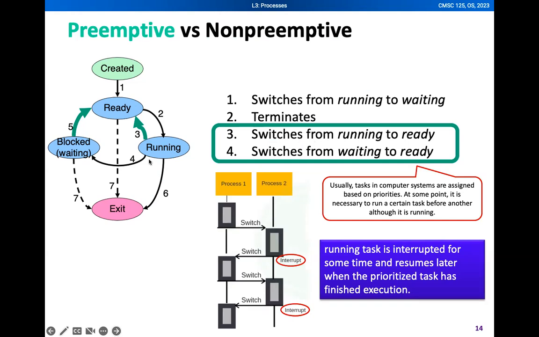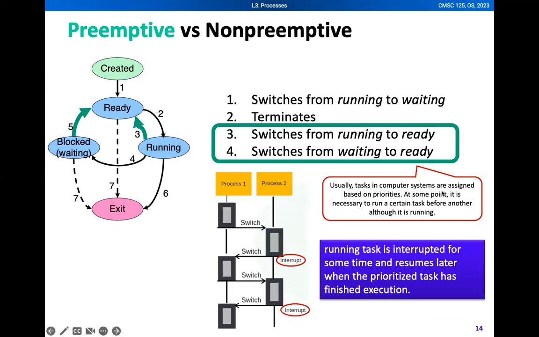When a process switches from the running to the ready state, and when a process switches from the waiting into the ready state, this, on the other hand, is preemptive scheduling. In preemptive scheduling, usually the tasks in a computer system are assigned based on priority. Notice that the end state is ready, correct? We have mentioned earlier that in CPU scheduling, what the CPU scheduler does is select a process to execute from the ready processes. So now the question is, which one of these ready processes will be executed first?